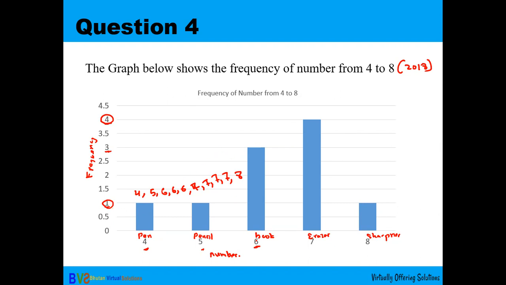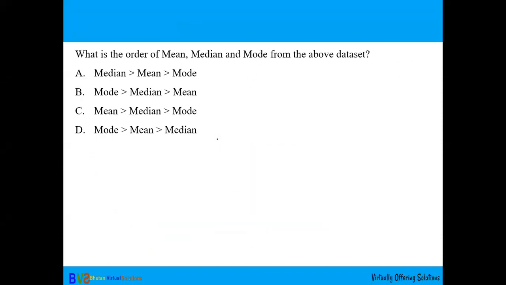So you can write this. Now look at the question. What is it saying? It is asking us to find the order of mean, median, and mode. To find this order, you have to find the value of mean first, then the median value, then the mode value.